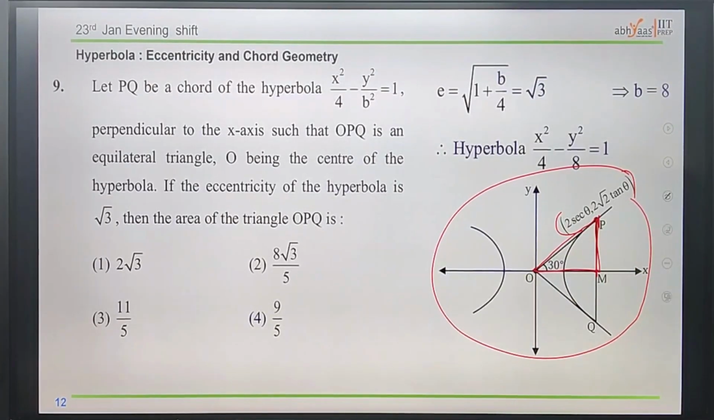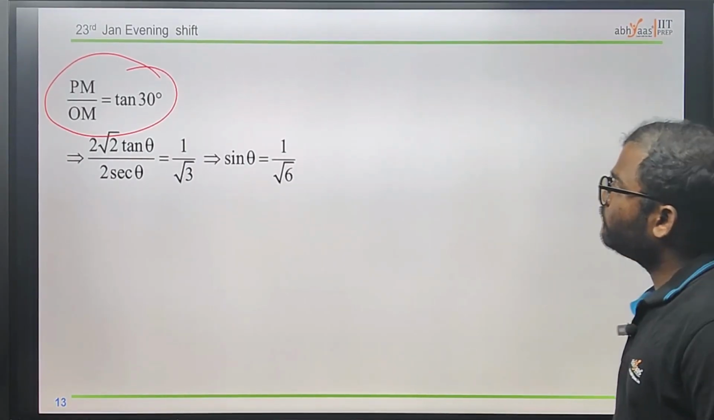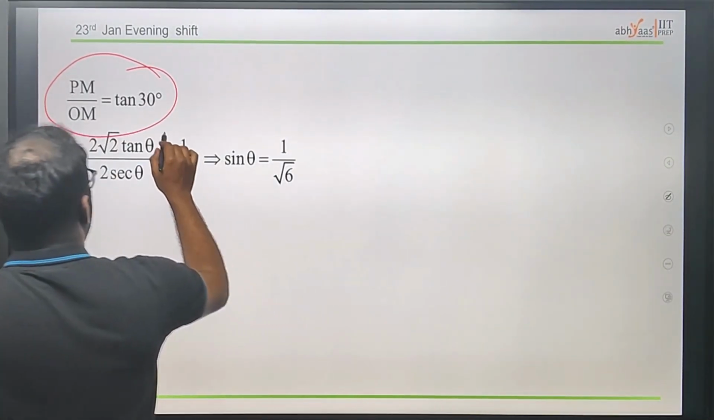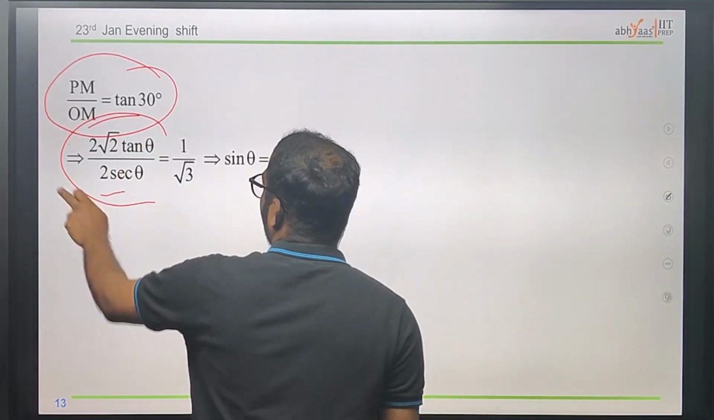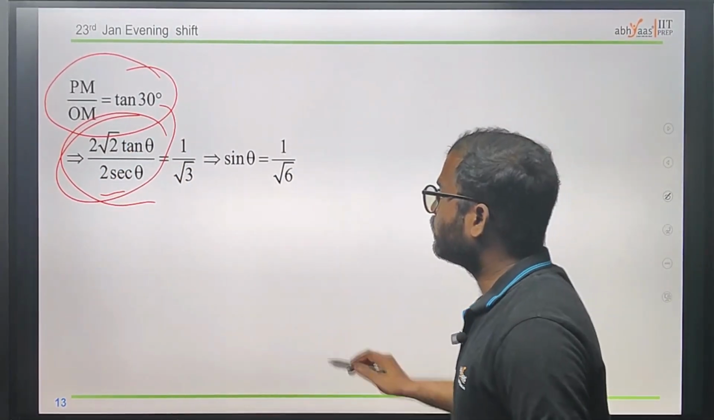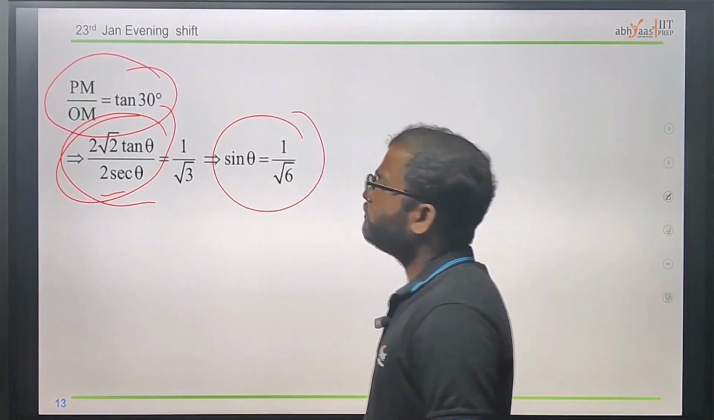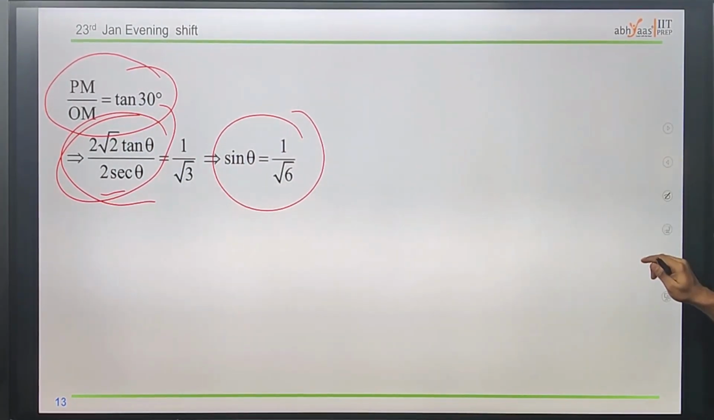From this we can easily see that with this slope, this will be tan theta, which is 30 degrees, which can be written as 2 root 2 tan theta by 2 secant theta from the point P. Which gives sin theta is equal to 1 by root 6. That's how we got sin theta as 1 by root 6.